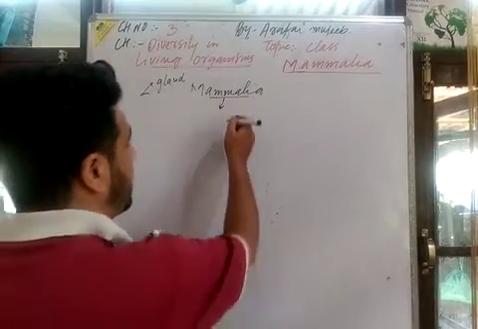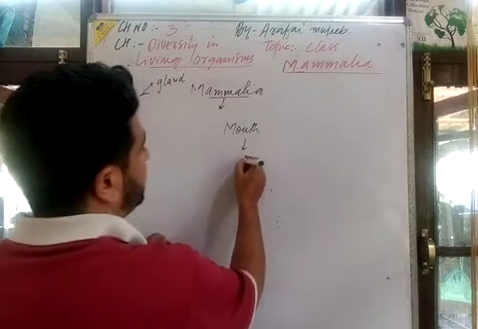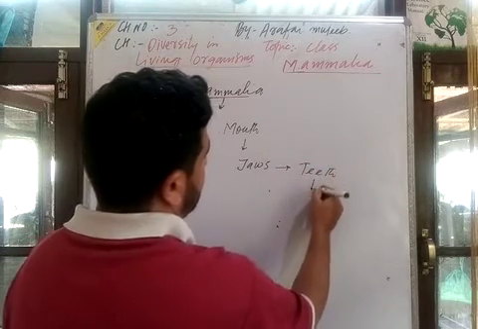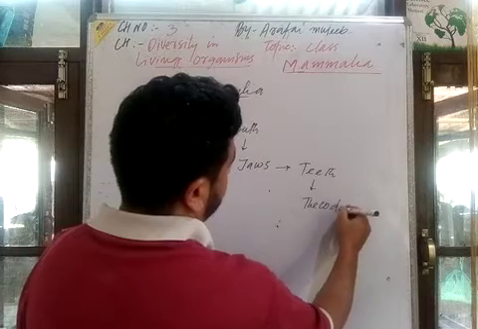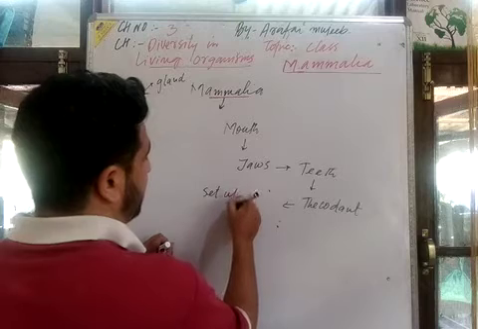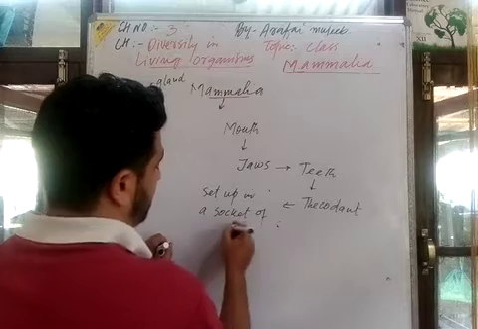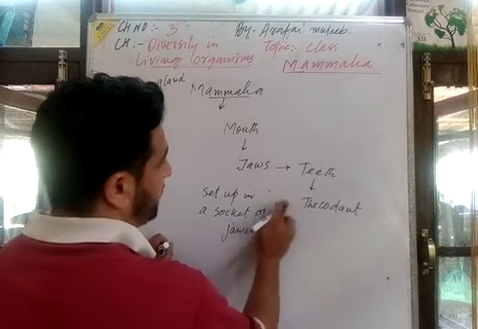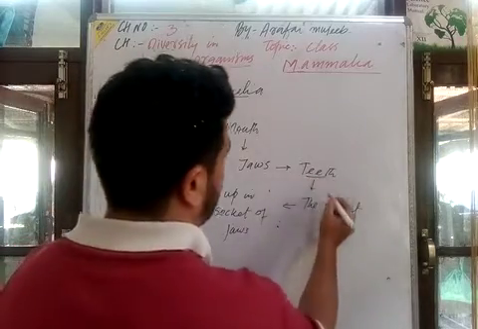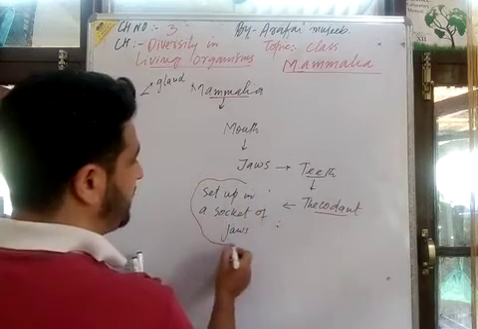Now if we talk about the mouth, they have a mouth with jaws, and the jaws have teeth, and these teeth are thecodont. Thecodont means they are set up in a socket of the jaws. What does thecodont mean? It means we have teeth that are thecodont type, and they are set in a socket.